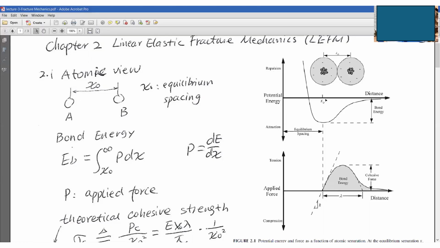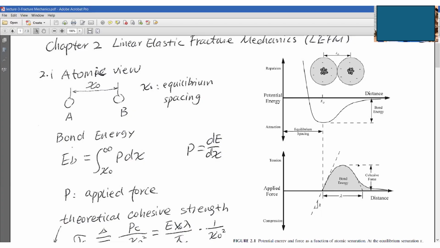Repulsion, attraction: when these two atoms are too close, repulsion becomes bigger. When these two are staying apart from each other, there will be some attraction. Okay, so this is the force. When these two are closer than x0, there's a repulsion. When the distance between these two nuclei is greater than x0, there will be some attraction. So here is the tension and this is the compression, this is the applied force.